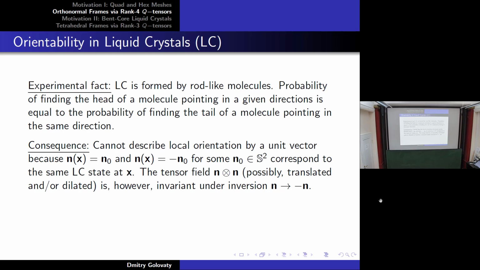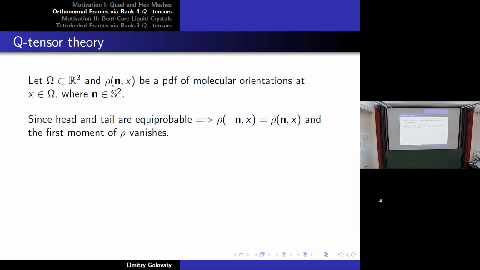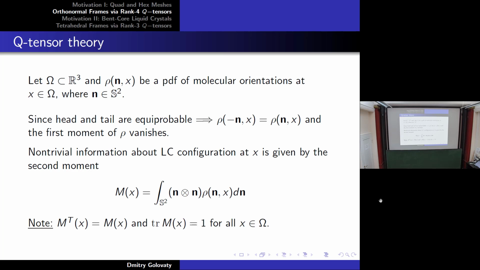So if you want to describe in some way the probability distribution of molecules at every point, you instead consider the moment, because the probability of finding the molecules pointing in opposite directions is the same. So when you consider moments, the first moment is obviously 0. So the first significant moment is going to be the second moment. And that is the Q tensor. Typically, you subtract 1/3 of the identity from this second moment just to turn it into 0 in the isotropic state.